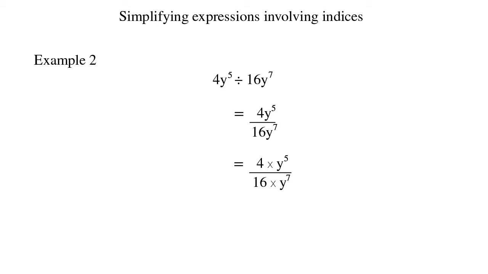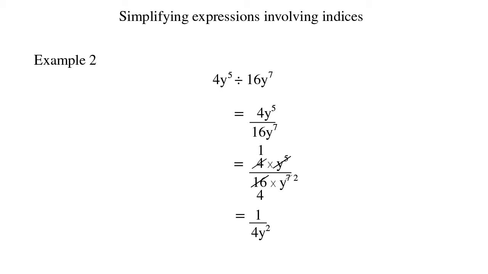The 4 will divide into the 16 4 times. And then the y to the fifth over y to the seventh. Remember, when we divide indices, we subtract. 7 take away 5 gives us 2. So we can write more simply as 1 over 4y squared, because the y to the fifth completely cancels with the y to the seventh to give us y squared.